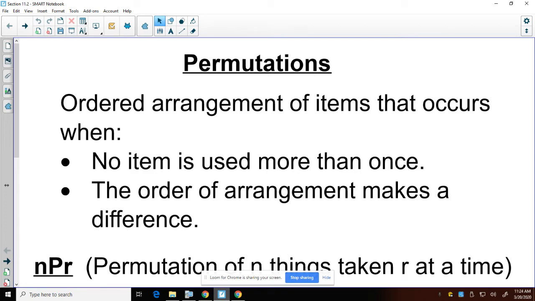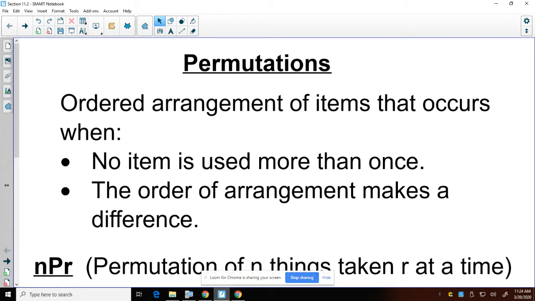Hey guys, so 11.2, another counting technique, another way that we can add things up. This is different from the fundamental counting principle, where the fundamental counting principle is grabbing different groups of items like shirts, pants, shoes, or appetizers, main course, drinks, beverages. Permutations is all about ordered arrangement of items.